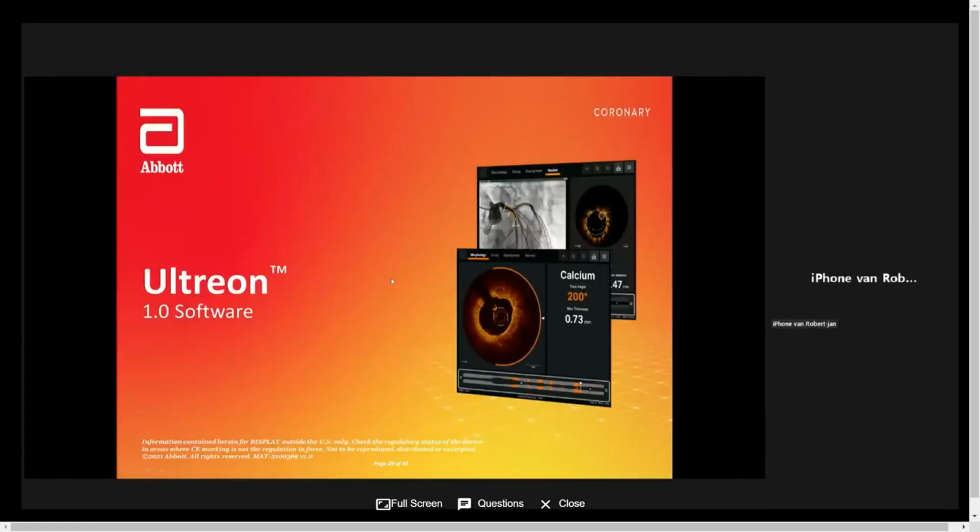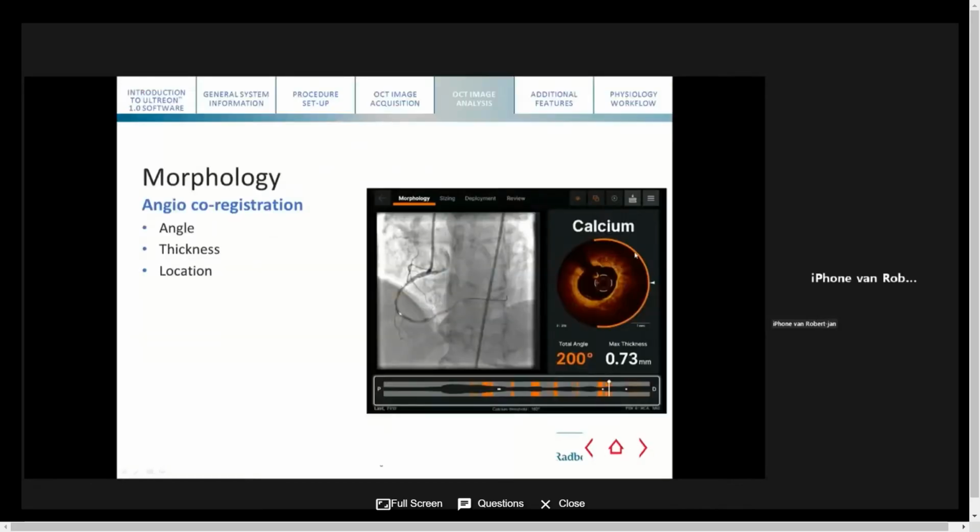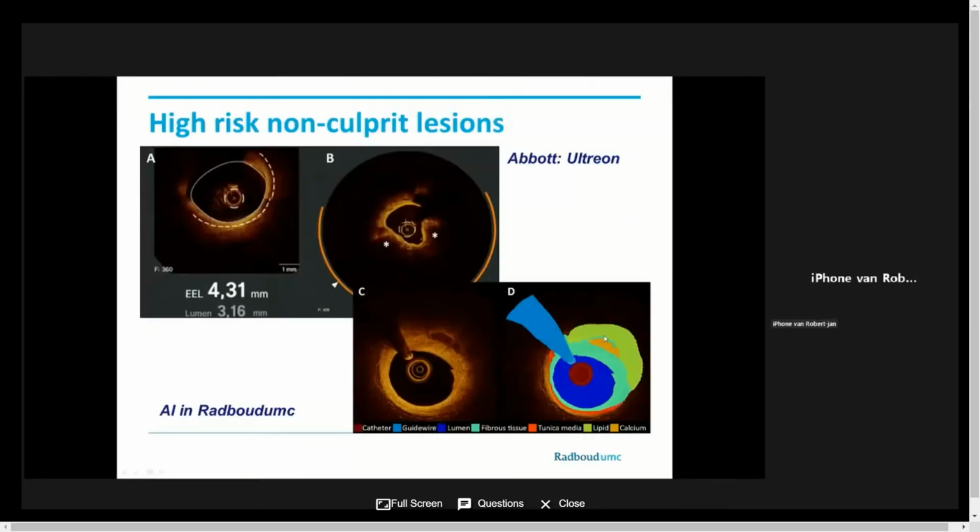I just want to make one commercial slide, that the companies are, of course, working on it. So in the current OCT algorithm from Abbott, using MLD, the morphology, and then the MAX, that will be in the later sessions of this morning. The morphology is currently mainly calcium. They can automatically detect that. But within the next few years, using artificial intelligence, and we are also working on that in our university hospital, to identify the lipid cores, the cap thickness, etc. So we expect that will be really, really nice in the near future.